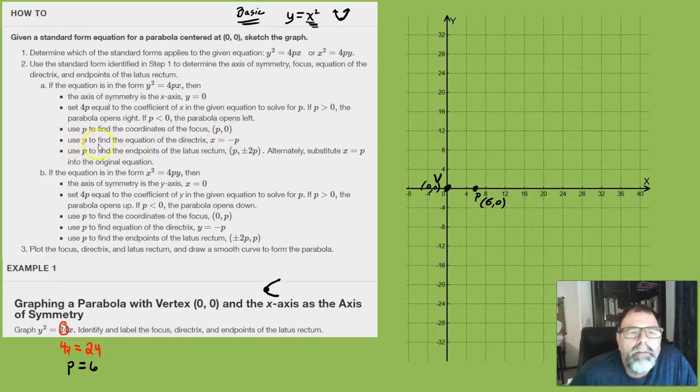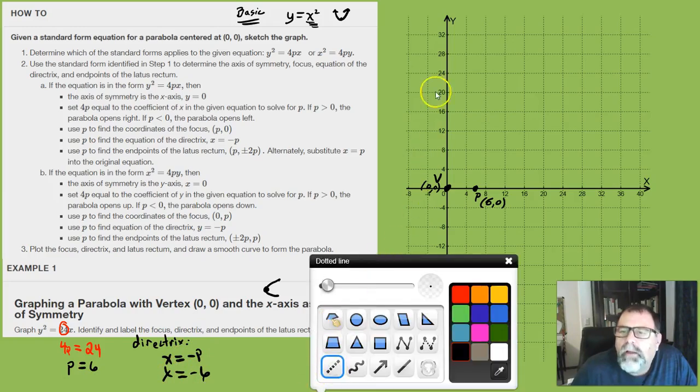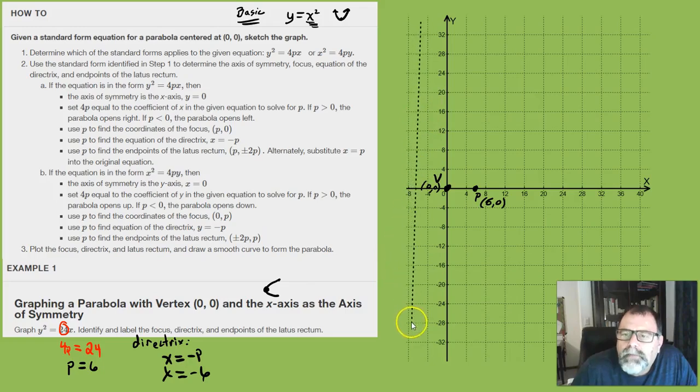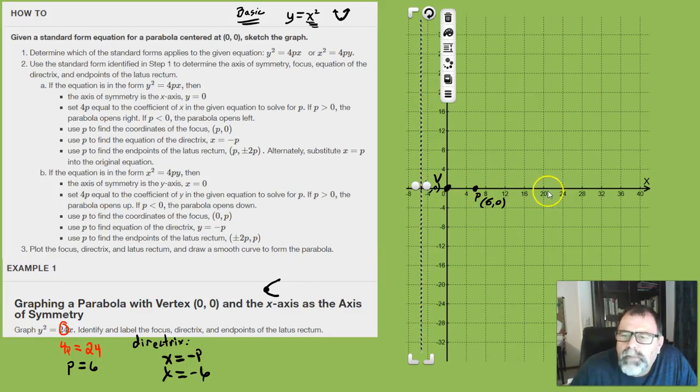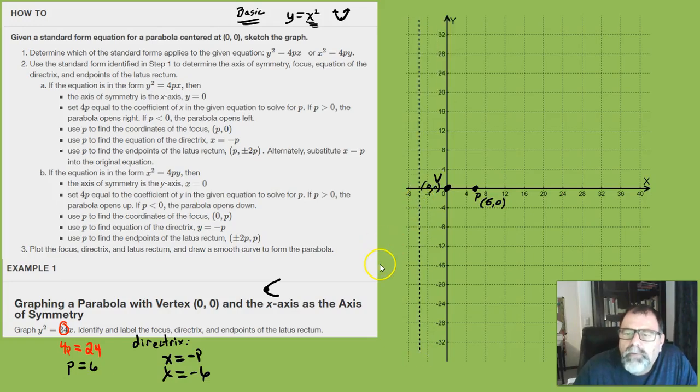We just did that. Use p to find the equation of the directrix, x equals negative p. So the directrix is x equals negative p. And if p is 6, so x equals negative 6. So I put a vertical line at x equals negative 6, right about there. Each spot's 4, so that would be 6, and maybe more like there. Okay, that's my directrix. X equals 6, or negative 6, sorry.